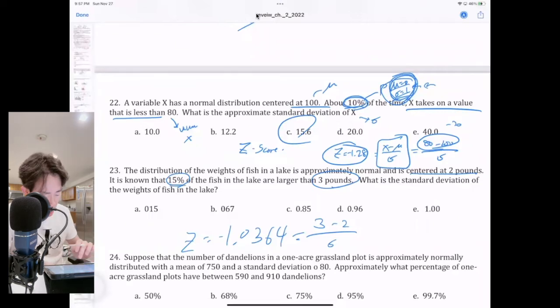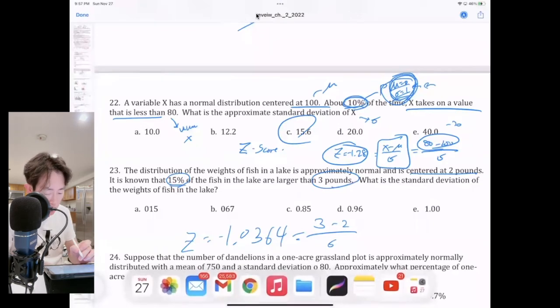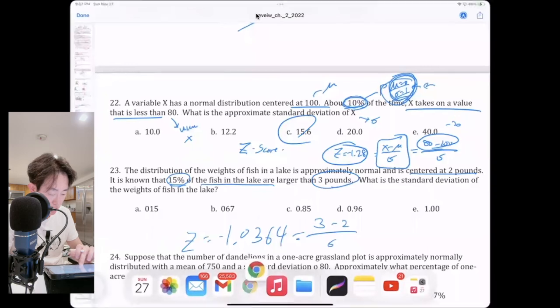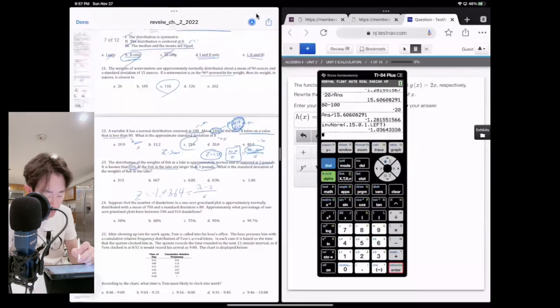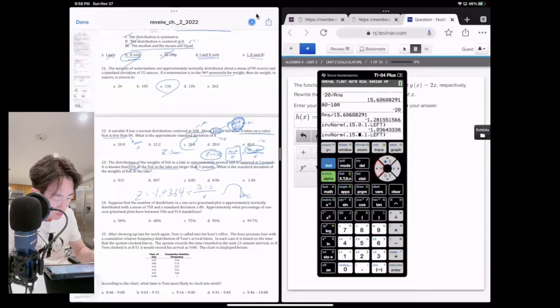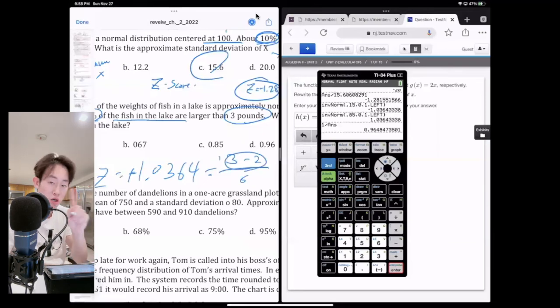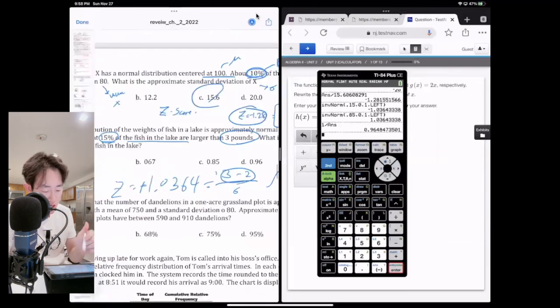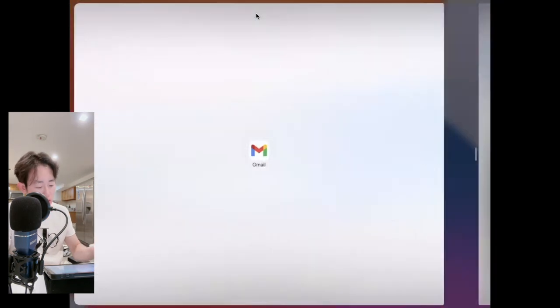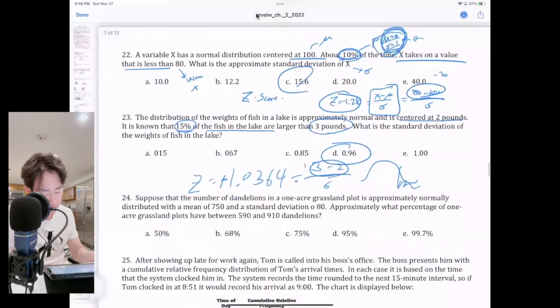I see. So I think I got the wrong z-score, because 15% of the fish in the lake are larger than 3 pounds, it says, which means that 15% is the higher end. So I have to go back here and use the 85th percentile, because then the rest, 15%, will be on the top. That's what they're talking about. All you have to do is change the z-score to positive. And so that's 1 divided by that answer, because you move the algebra around: 1 divided by the answer. That should give you your standard deviation as 0.96 here.